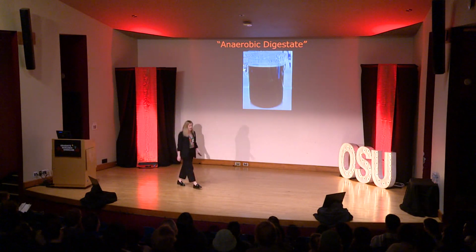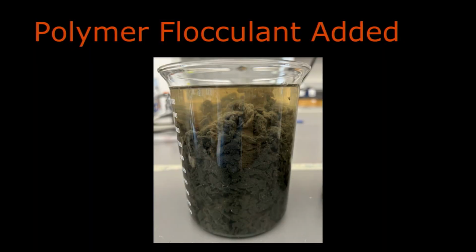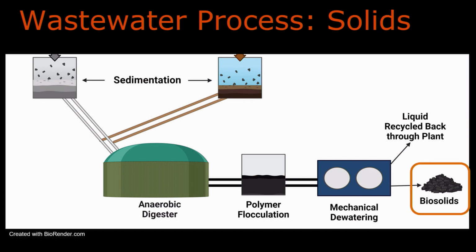This sludge still has liquid that we need to get out. So utilities add what's called a polymer flocculant. The polymer makes the solids aggregate or clump together like this, resulting in a clear solid-liquid separation. Mechanical dewatering is then used to either squeeze or spin out that final liquid. Biosolids leave the plant, while that liquid is recycled back through the treatment process.